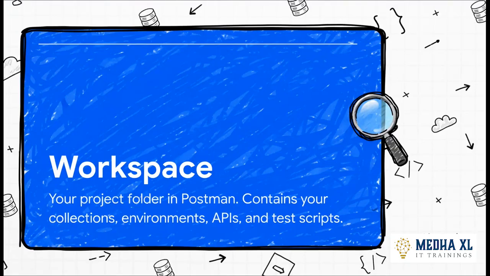Everything in Postman starts with what's called a workspace. Honestly, it's basically your main project folder. So if you're working on a new web app, you'd create a workspace for it. All your tests, all your different API calls, everything for that project lives right there, all in one place.